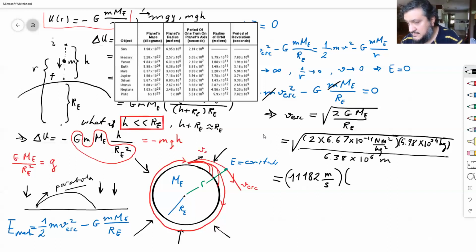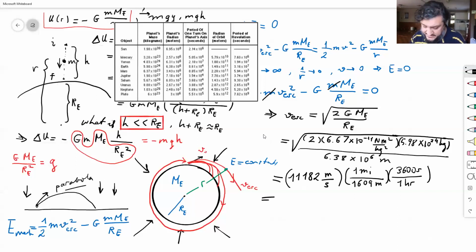Let's convert it to miles per hour, if you will. 1 mile is 1,609 meters. And in 1 hour, there are 3,600 seconds. So this number times 3,600 divided by 1,609, that is about 25,000 miles per hour.